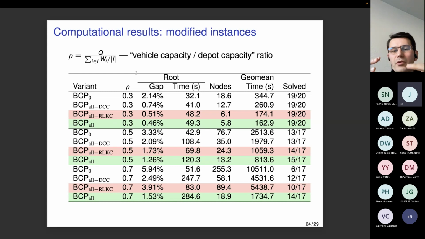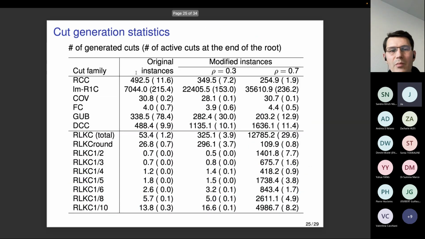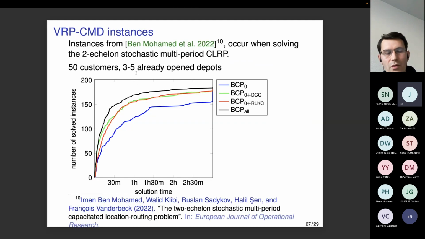because this depot capacity cannot really be the real capacity of the depot, but this depot capacity may come from when the CLRP occurs as a sub-problem. So here in this work we did recently, we tried to solve this two-echelon stochastic multi-period location routing problem, and the original problem, just one-echelon location routing problem, appears as a sub-problem, which we also need to solve to optimality.